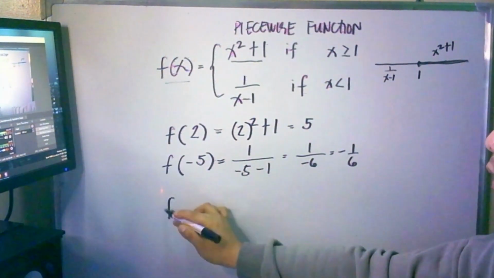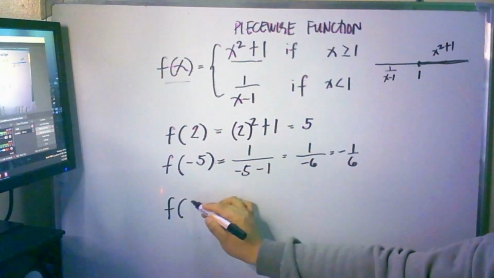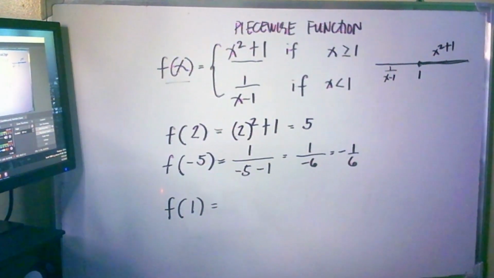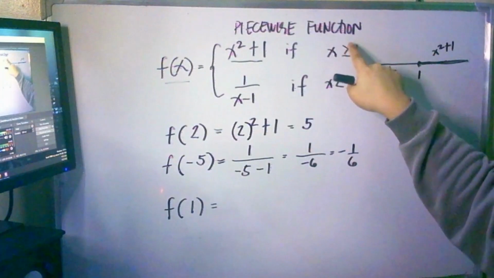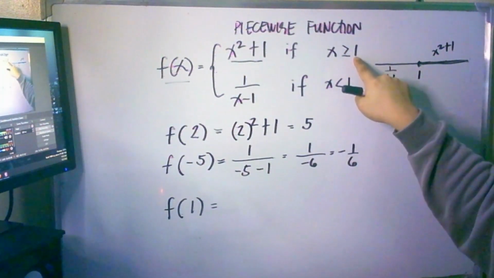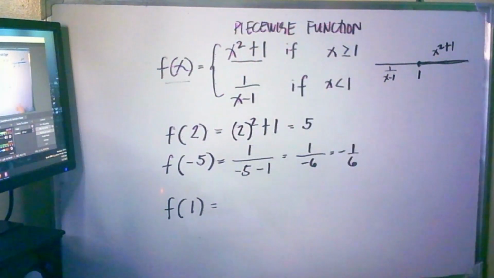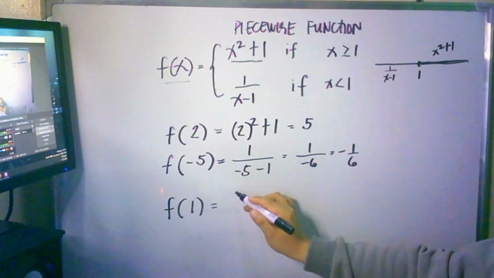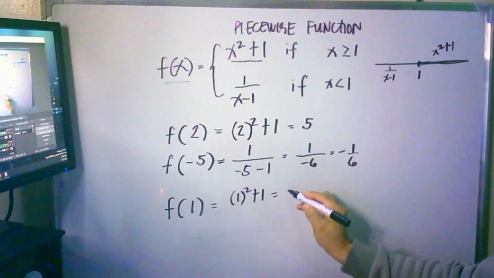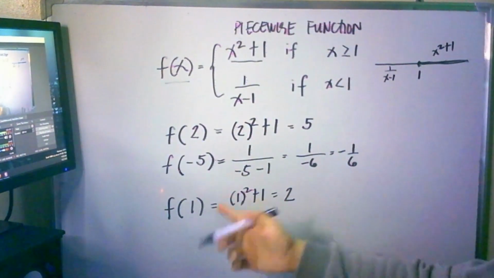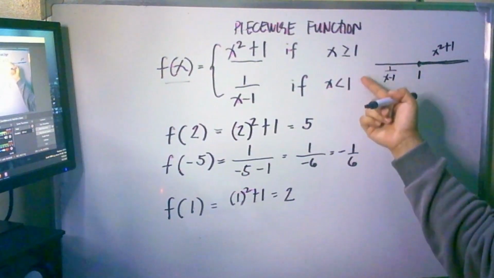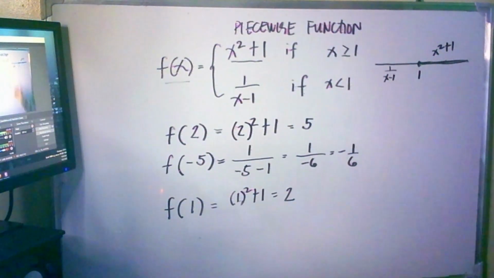What if we are going to evaluate exactly at x equal to 1? So f of 1. What are we going to use? Which piece? First or second? First pa rin, kasi andito yung 1 that's greater than or equal to 1. It's exactly equal to 1, so walang problema. That is still in the first piece. So we have 1 squared plus 1. The answer is 2. So ganun lang yan. Kung decimal yan, walang problema kasi malalaman pa rin naman natin yan kung greater than or equal to 1 or less than 1.